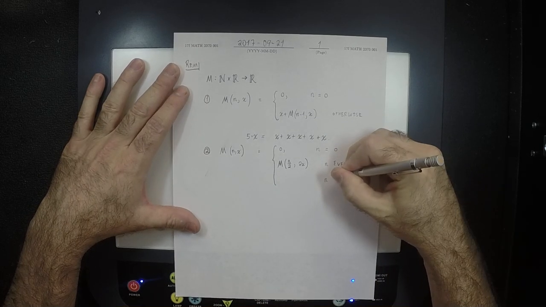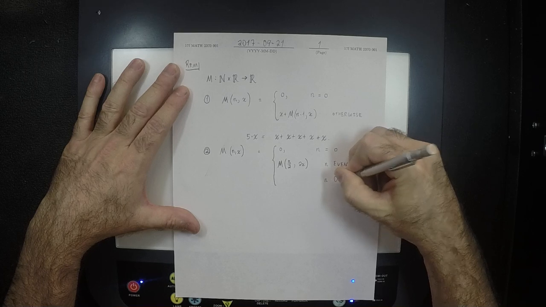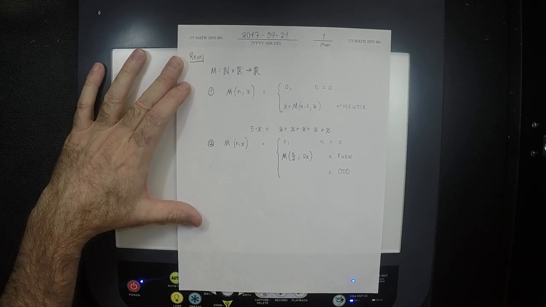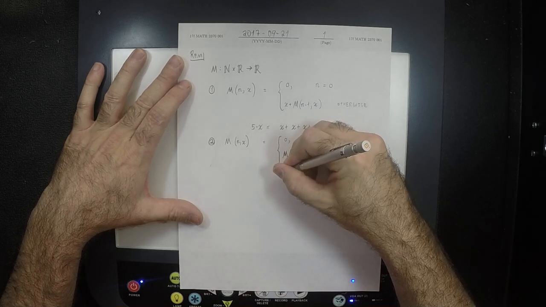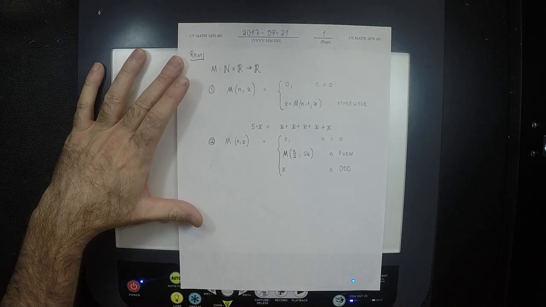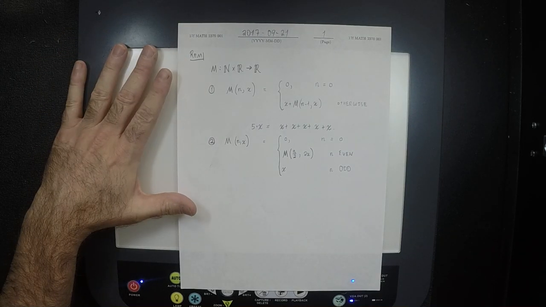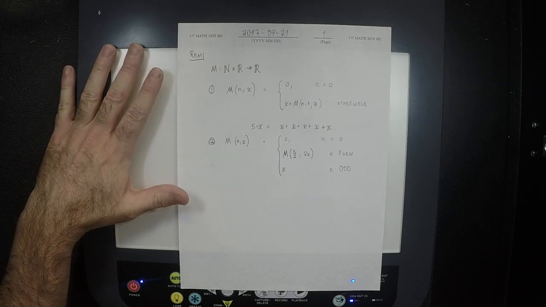Then the last case we need to consider is when n is odd. Okay. Then what's the trick here? Yeah. You take out one of the x's. So for example, if we wanted to compute 37x, then we'd say, well, that's actually x plus 36x.